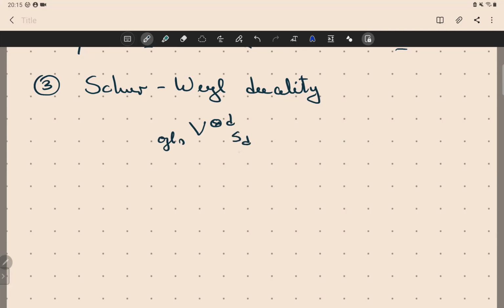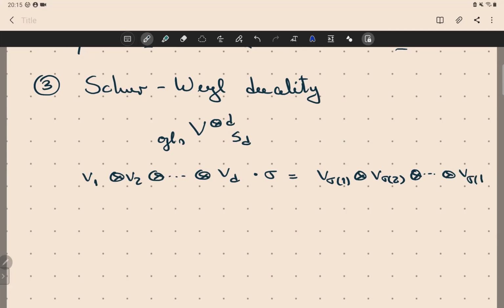How does SD act on a vector here? Well, if you have V1 tensor V2 tensor, and so on, all the way to tensor VD, and you want to act by a permutation sigma, well, you just act on the position of the vectors. Right? So this is V sigma 1 tensor V sigma 2, all the way to V sigma D.